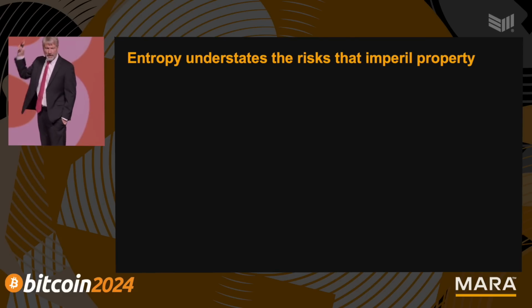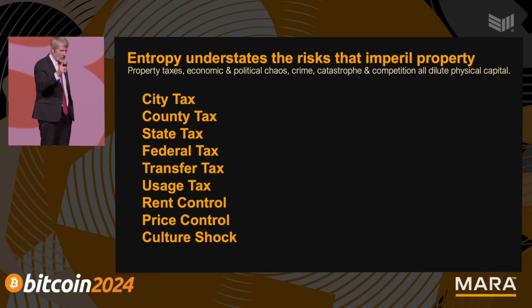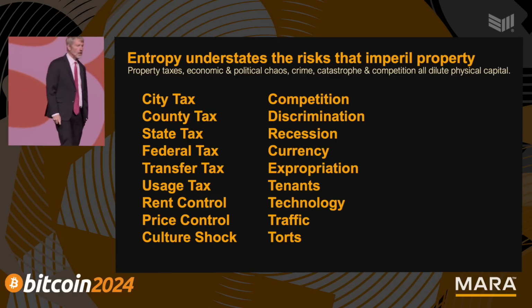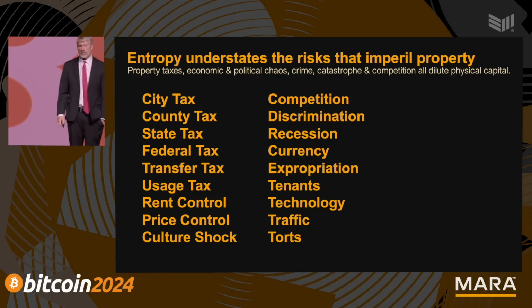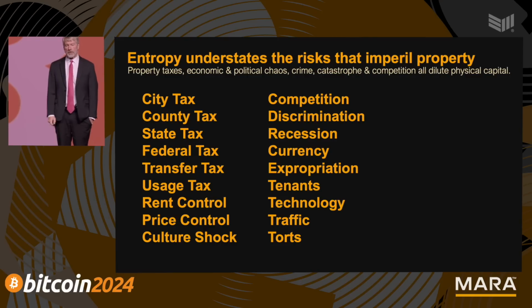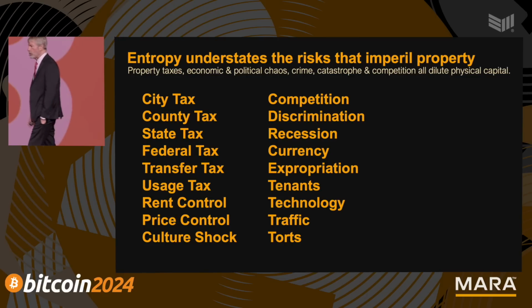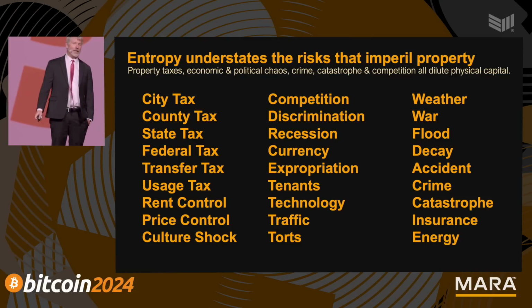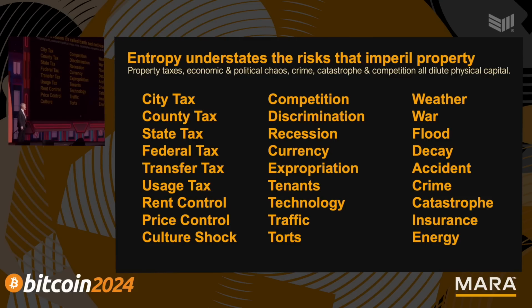They got a city tax, a county tax, a state tax, a federal tax, a transfer tax, a usage tax on the property. And if that doesn't get you, there's rent control, price control, or a culture shock. Then you got competition. You might get discriminated against. There's recession. The currency can collapse. Your tenants won't pay you. Someone will slip and fall on the front sidewalk and sue you. There's weather, war, crime, and catastrophe. And if energy prices go through the roof, it's going to be hard for you to make a go of it. Physical capital is not a simple solution.